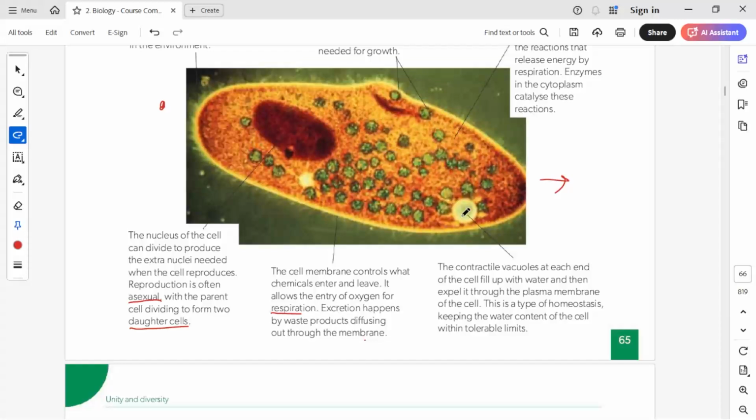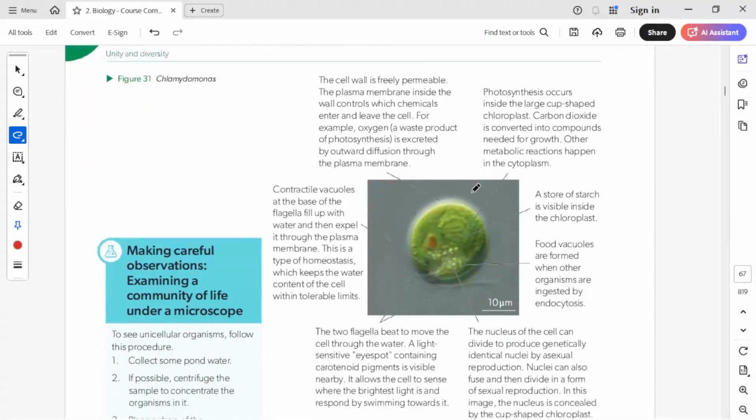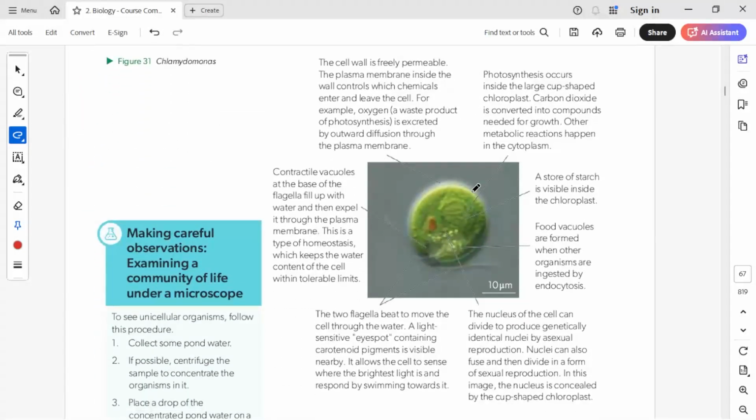Whatever is extra will be stored in these contractile vacuoles. So let's see the next organism, that is Chlamydomonas. Chlamydomonas also has a cell wall which is freely permeable, that means it allows most things to enter through it.